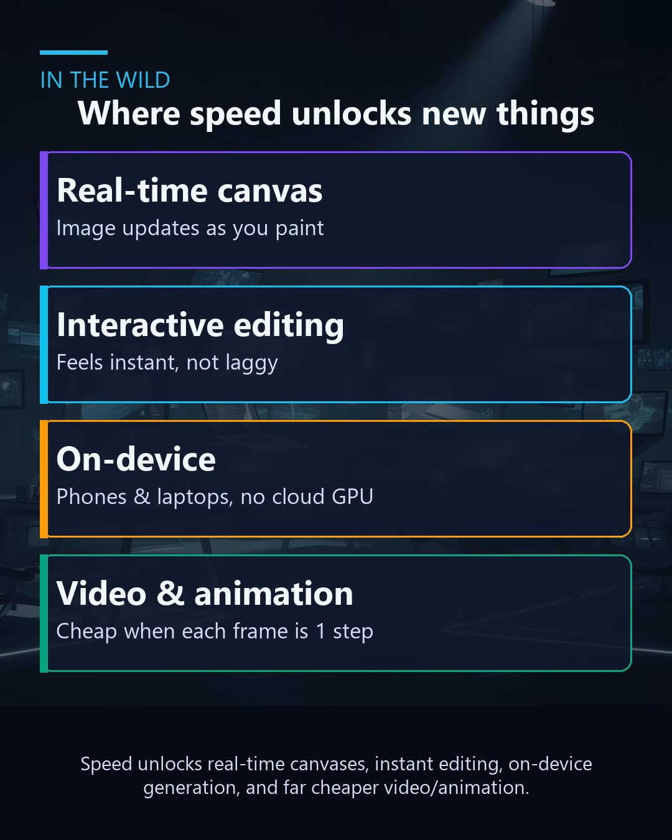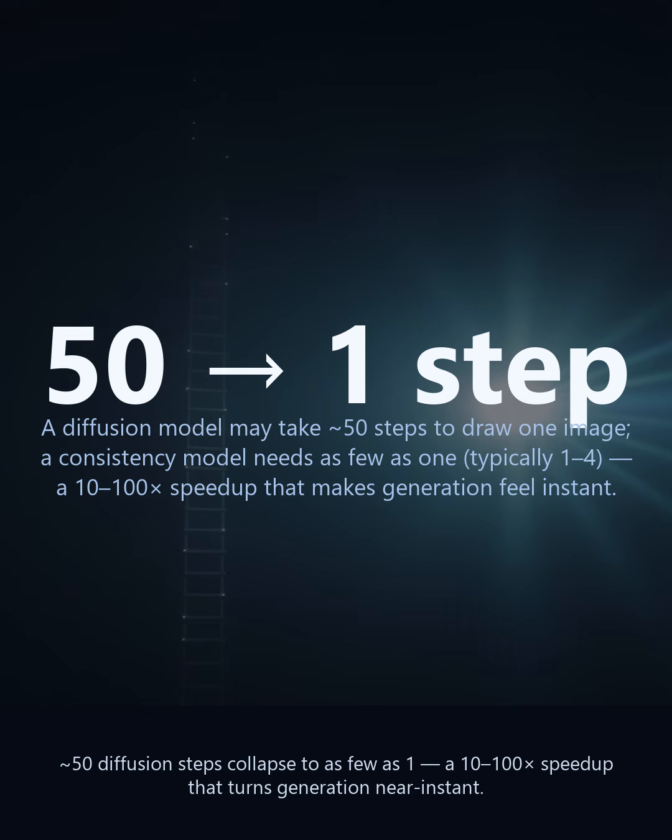Where does this matter? Anywhere speed counts. Real-time canvases let you paint and watch the image update as you move the brush. Interactive editing feels instant instead of laggy. On-device generation becomes practical on phones and laptops without a data center GPU. And video and animation, where every frame is an image, get dramatically cheaper when each frame takes 1 step instead of 50.